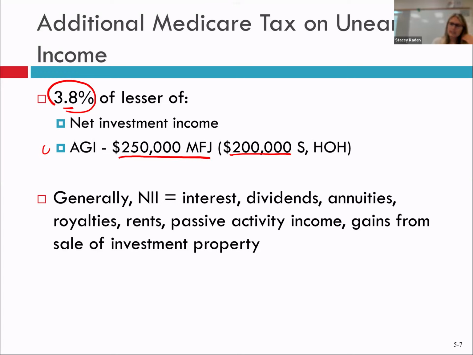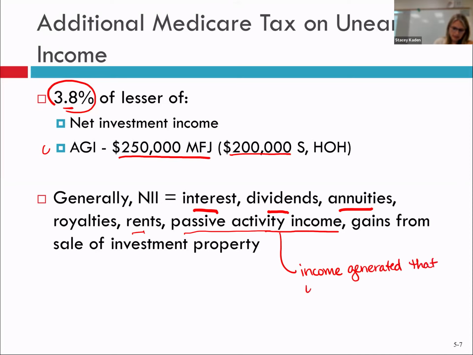So what is net investment income? This is generally the unearned income, the more passive income. So interest, dividends, annuities, rents, passive activity. Passive activity income is income generated that you don't materially participate in.